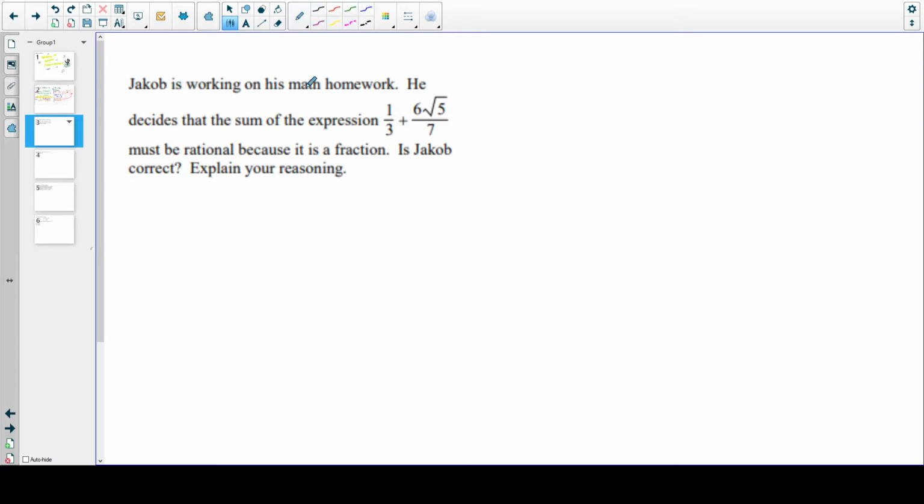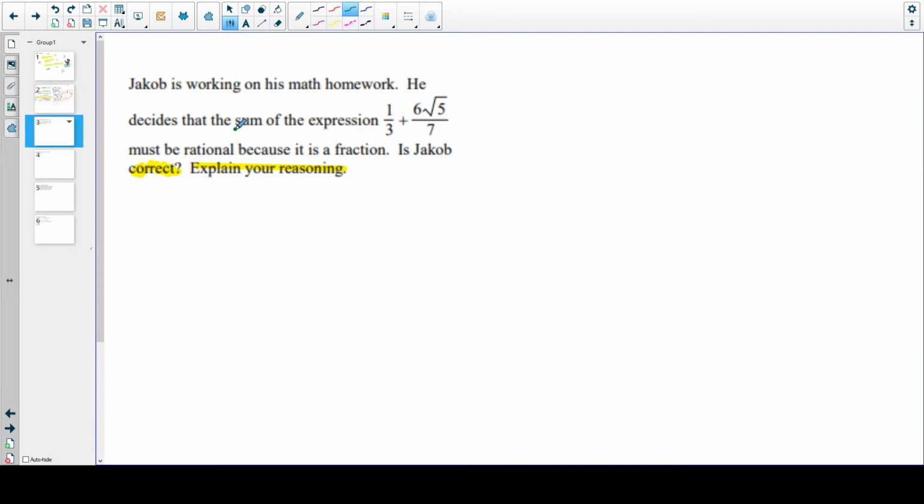So Jacob is working on his math homework. He decides that the sum of the expression 1/3 plus 6 times the square root of 5 divided by 7 must be rational because it's a fraction. Is Jacob correct? So I'm going to quickly use my problem-solving planner. I'm not going to write out all of it. Oh, it's lagging. I'm just going to try to annotate this question. So we need to know if Jacob is correct, and we need to explain our reasoning. Well, let's see.